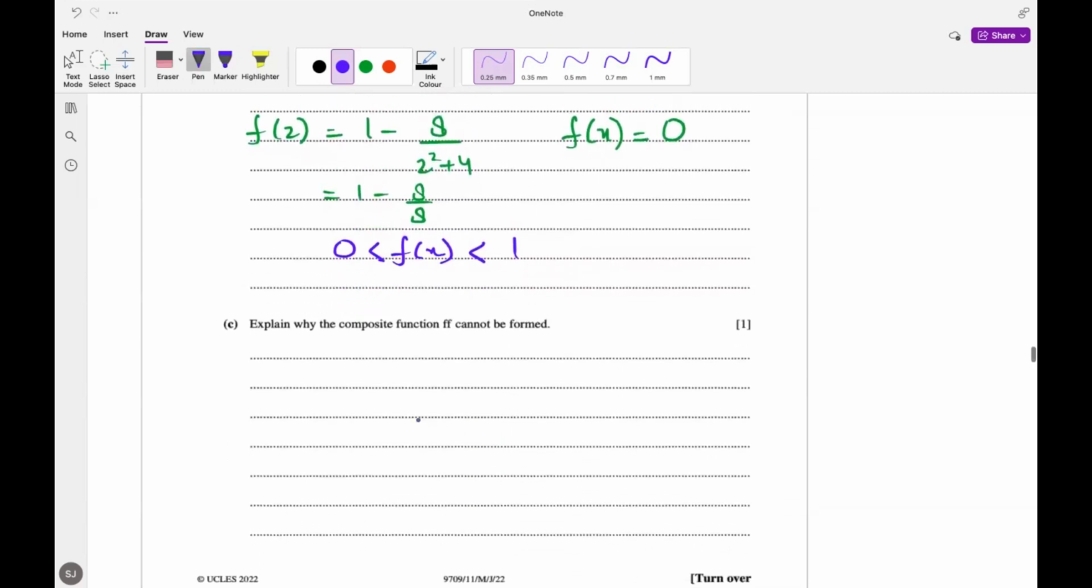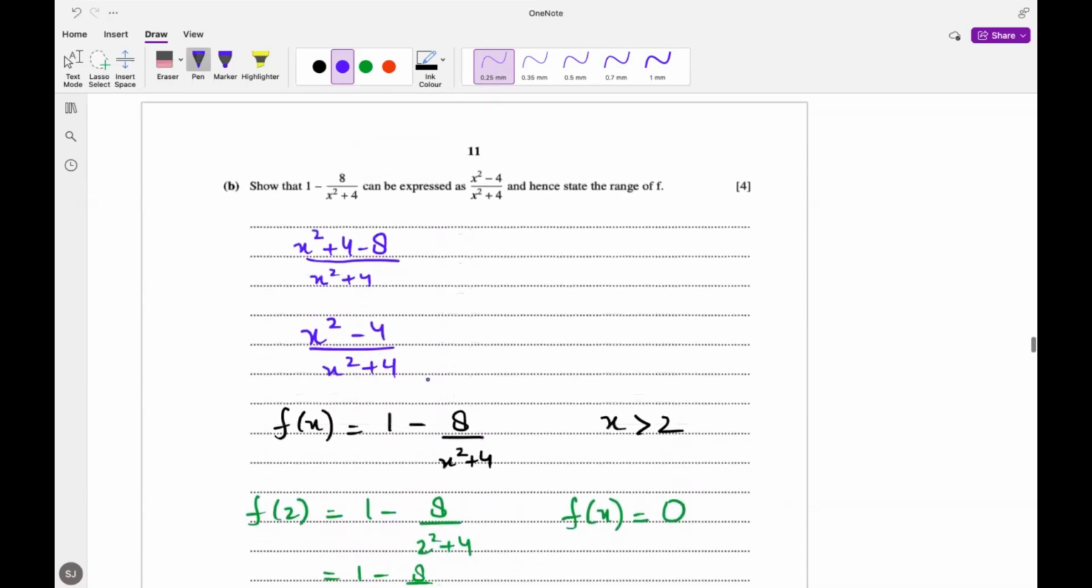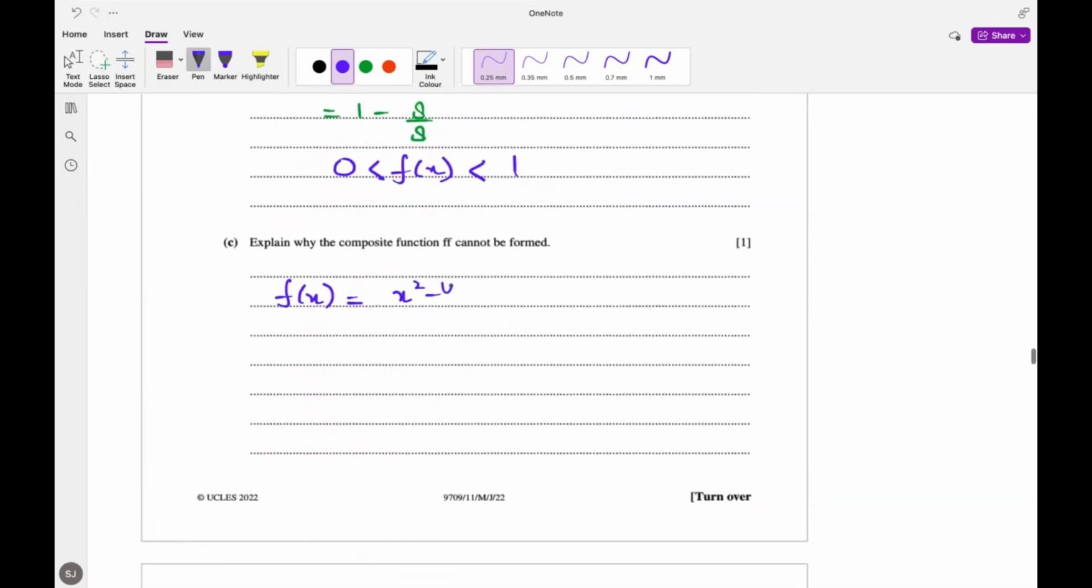In part C, it is saying explain why the composite function ff cannot be formed. So if you look at the function, f of x was equal to x squared minus 4 upon x squared plus 4, x was greater than 2 and the range of f of x was less than 1 and greater than 0. Now, when we talk about f of f, it means that in place of x, we have to replace the function f of x. So it means that this will take the values of x. However, we can see that x has to be greater than 2, but the range of f of x is only from 0 till 1.